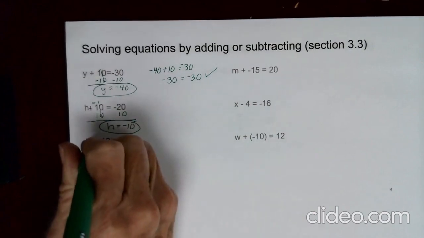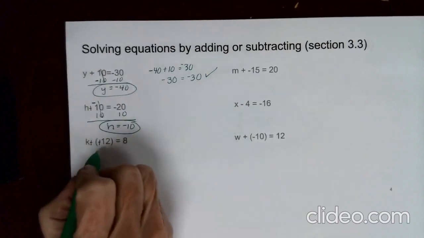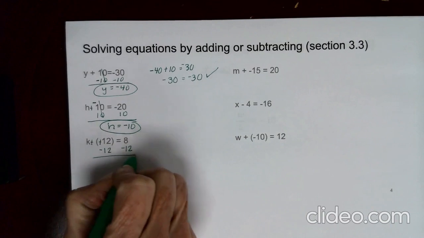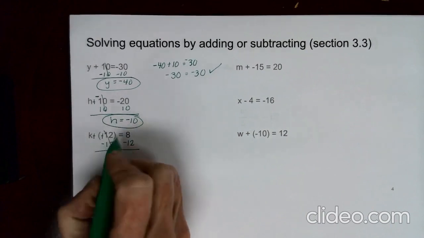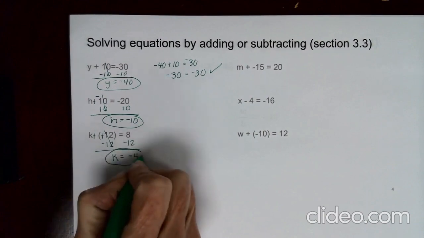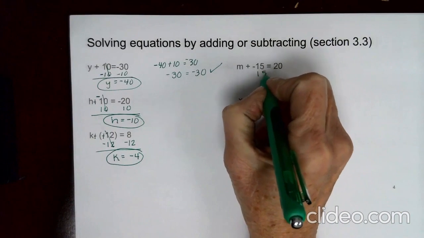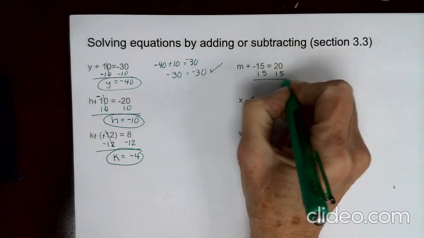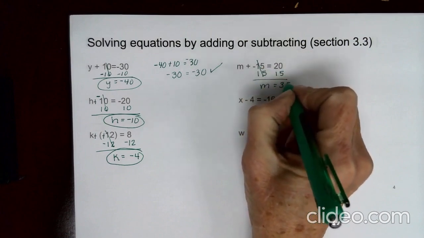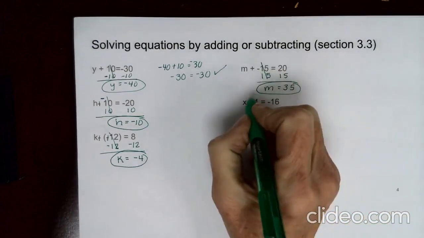On this one, again, I would add the opposite. So now I have k plus 12. So I'm going to add a negative 12 to both sides. What you do to one side, you have to do the other side. So I get k is equal to negative 4. I'm adding a negative 15. So to get rid of it, I add a positive 15 to both sides. I get m equals 35. And again, each one of these, you could have checked it as well.